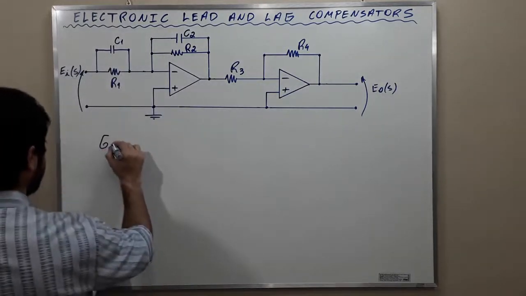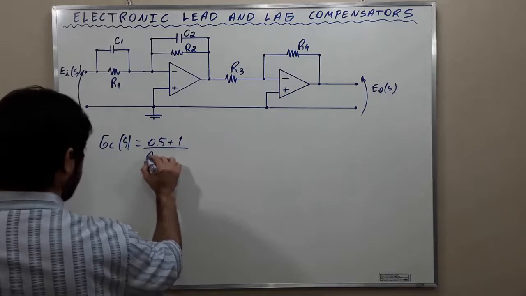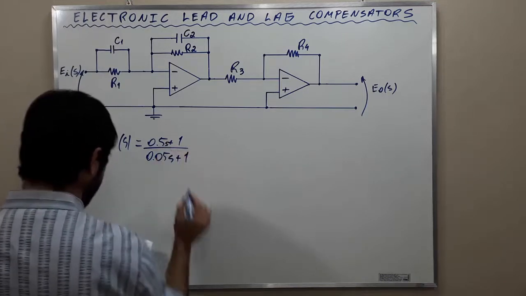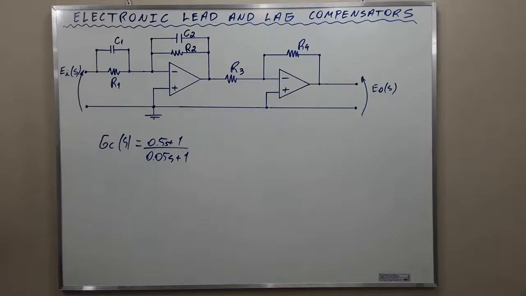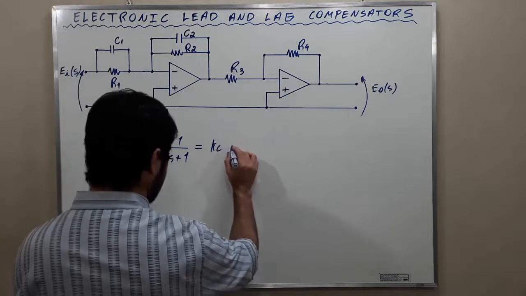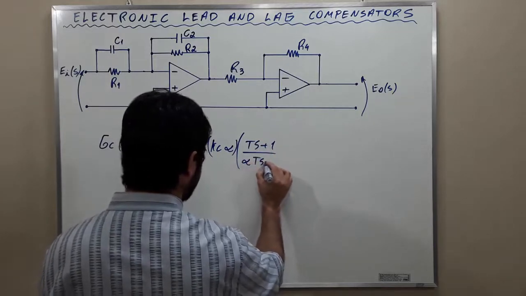The transfer function is Gc of S equal to (0.5 S plus 1) over (0.05 S plus 1). The question is, what is the maximum phase shift a lead compensator represented by the transfer function (0.5 S plus 1) divided by (0.05 S plus 1) would provide? Again, we are going to use the transfer function of a general compensator, which is Kc times alpha, Ts plus 1 divided by alpha Ts plus 1.